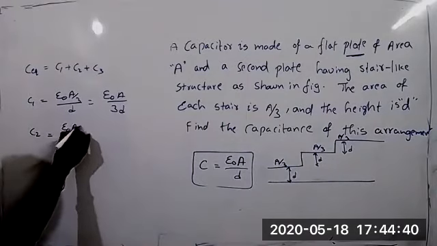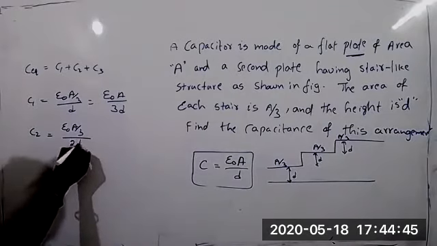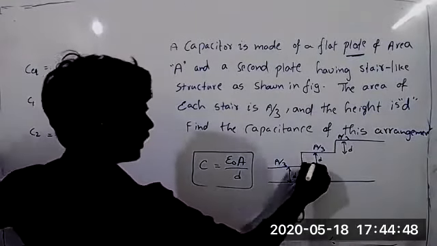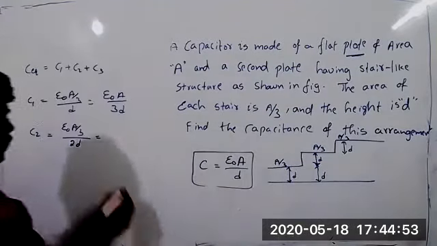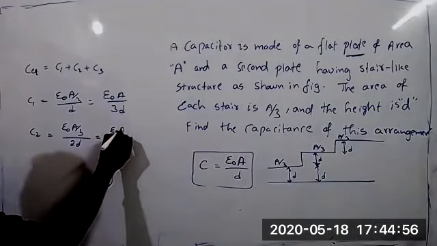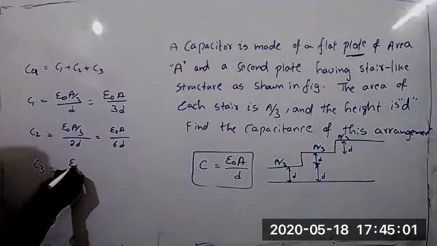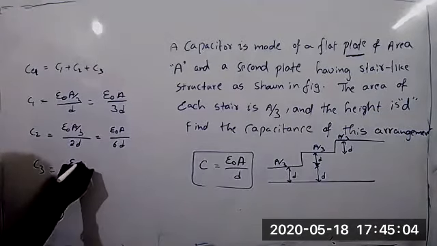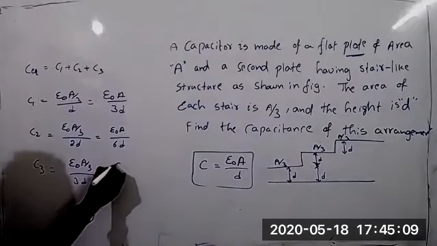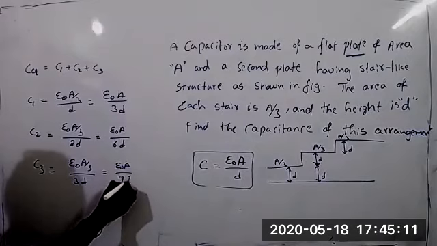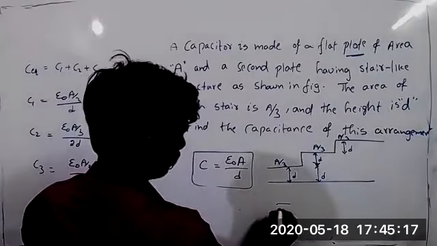Epsilon naught A by 3 by 6D. It is nothing but 2D. From up to here is D, so total is 2D. So it will become epsilon naught A by 6D. C3 how much? Epsilon naught A by 3 and 3D, so it will become epsilon naught A by 9D. Yes, 9D. This is in parallel.